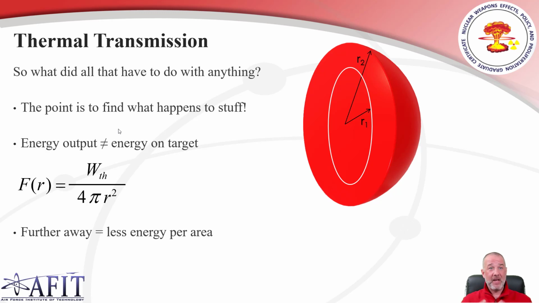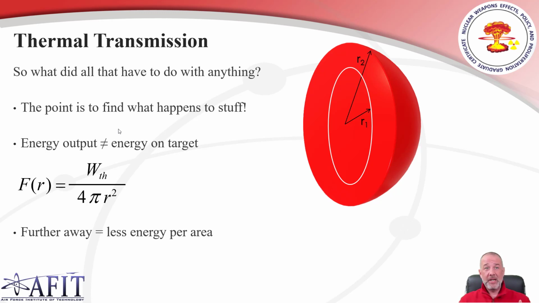Now, the surface area of a sphere is 4 pi r squared. So you can imagine that the thermal output of the weapon could be measured at the surface of this expanding sphere in terms of energy per area, in this case energy per centimeter squared. Imagine that our radius is 1 centimeter. The surface area where all our energy is basically located is going to be 4 pi centimeters squared.